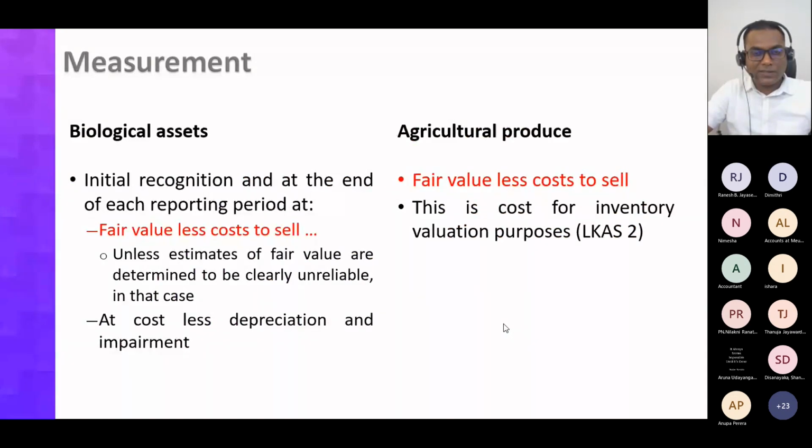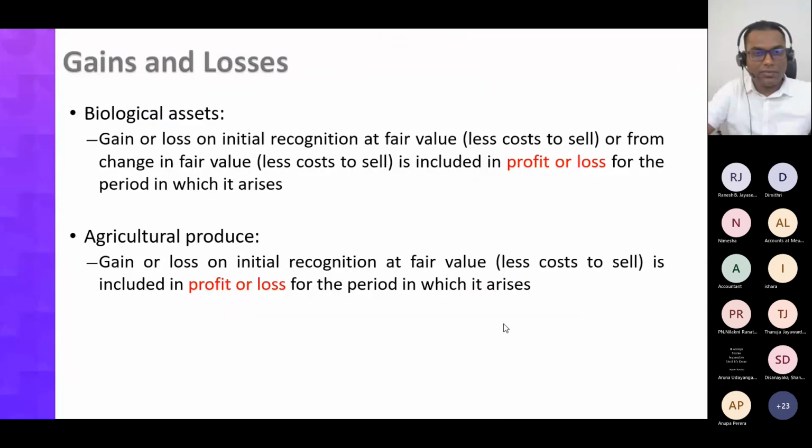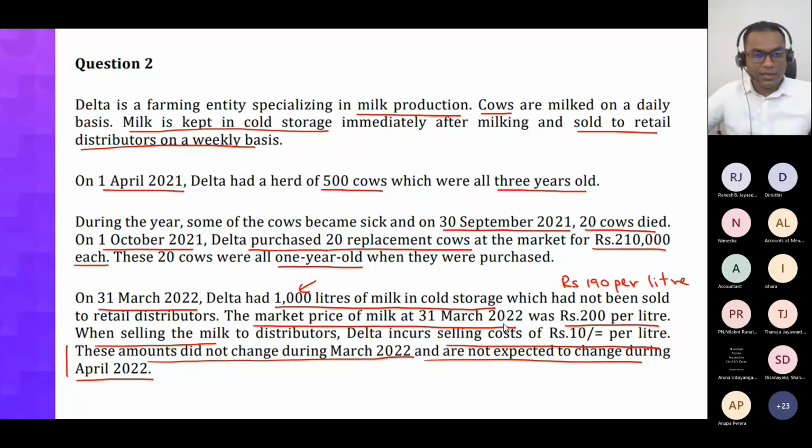So one more question. Yeah, this 20 calves purchased at 224,000. How did this 224,000 arise? 20 cows. Okay, let me see. At the end of the period? This one, right? You're asking about this particular matter, right? Delta purchased 20 replacement cows at a market price of 210,000. Am I correct? Yes, sir.